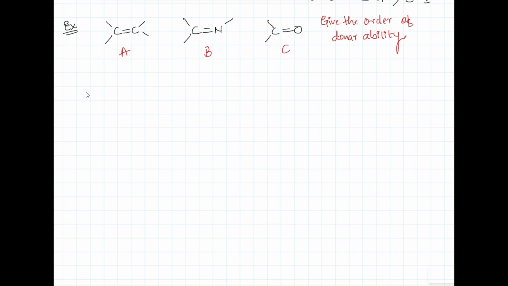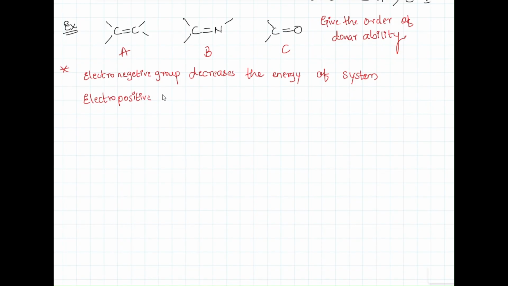We know that, make a point, an electronegative group decreases the energy of the system, and an electropositive group increases the energy of the system.